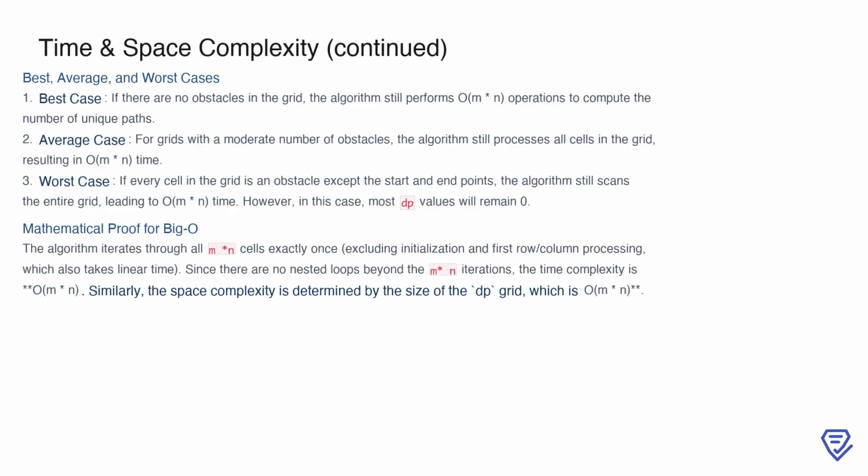In this worst case scenario, most DP values will simply remain 0. From a mathematical perspective, the algorithm iterates through all m*n cells exactly once, and there are no nested loops beyond these iterations. Consequently, the time complexity is O(m*n). Similarly, the space complexity is determined by the size of the DP grid, which occupies O(m*n) space.